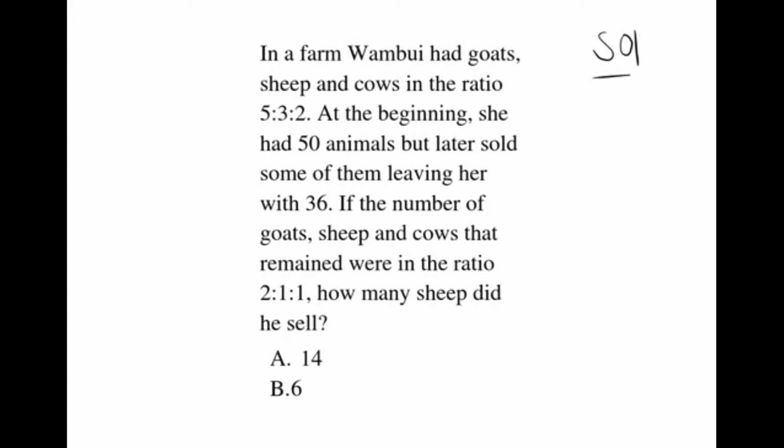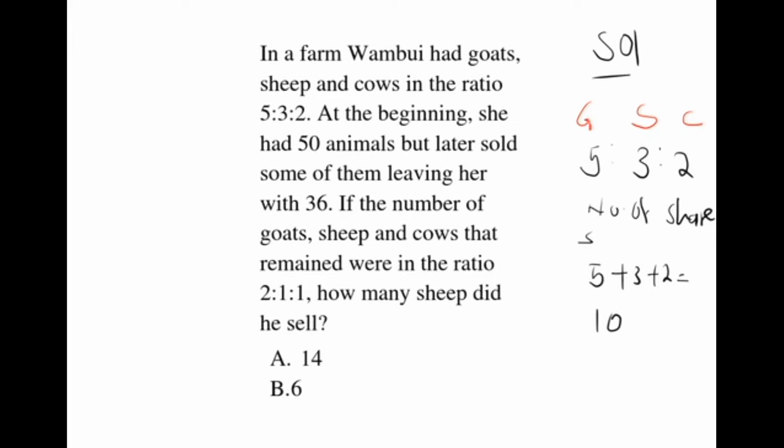Let us have G to represent the goats. Then we have S to represent the sheep. Then C to represent the cows. We are told that they are in the ratio 5:3:2. Then we are told that at the beginning she had 50 animals. First, let us get the number of shares here. We shall have 5 plus 3 plus 2. This will give us 10.